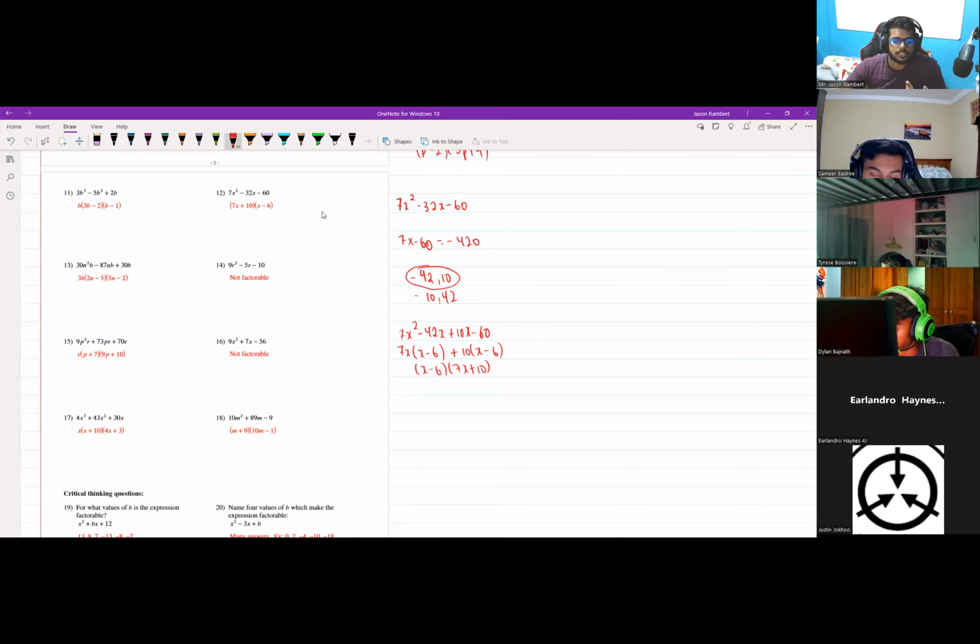Number 13 was the same thing as number 11 and number 10, where we have to factor out something first, and then we get the quadratic in big brackets, then factorize the quadratic. I have a question now. Why is number 14 not factorable? And why is number 16 not factorable?